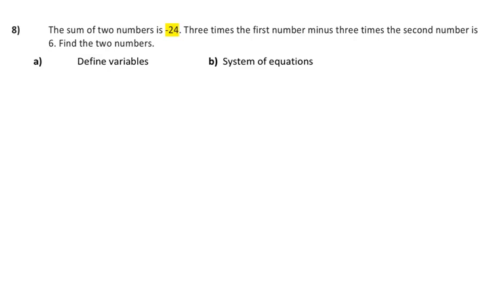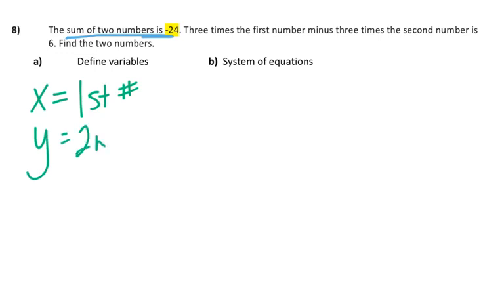The sum of two numbers is negative 24. So I'm adding two numbers together. What is it I don't know? I know what I get when I add them together, but I don't know what numbers they are. So that tells me what my variables are going to stand for. X is going to be my first number, and Y will be my second number. And of course, you can use whatever variables you want for that. It says the sum of two numbers, so that means when I add them together, I'm going to get negative 24.